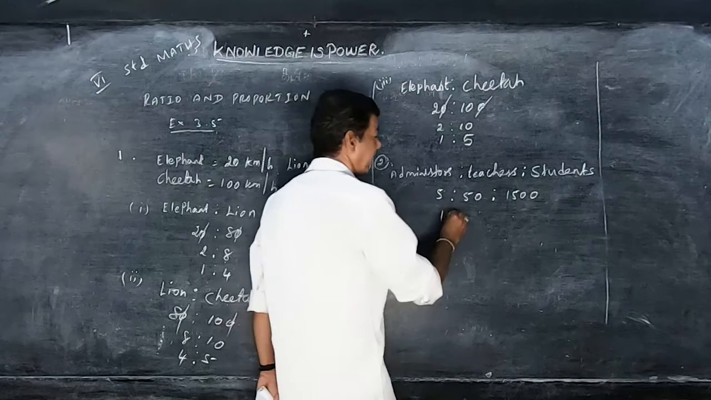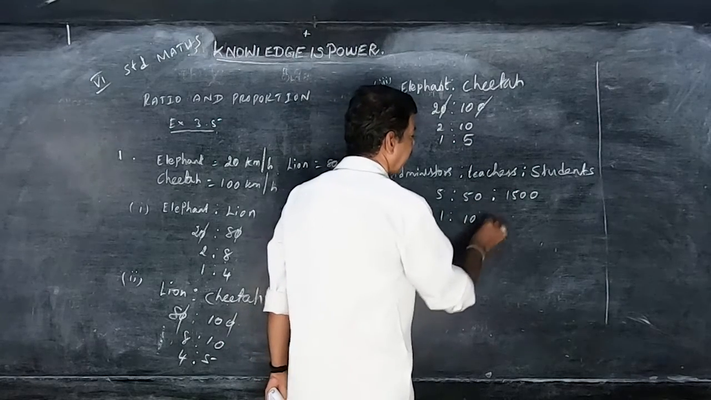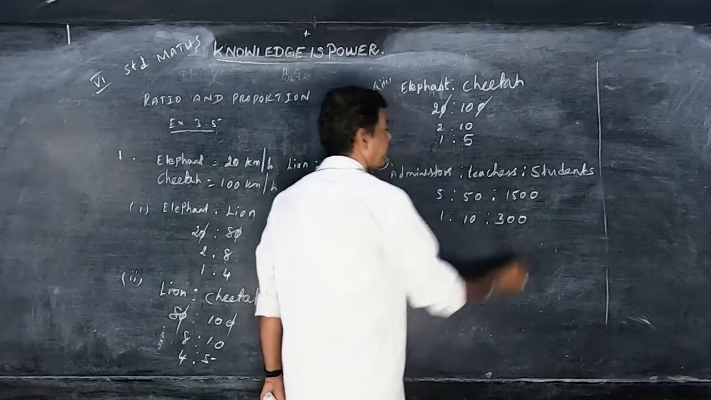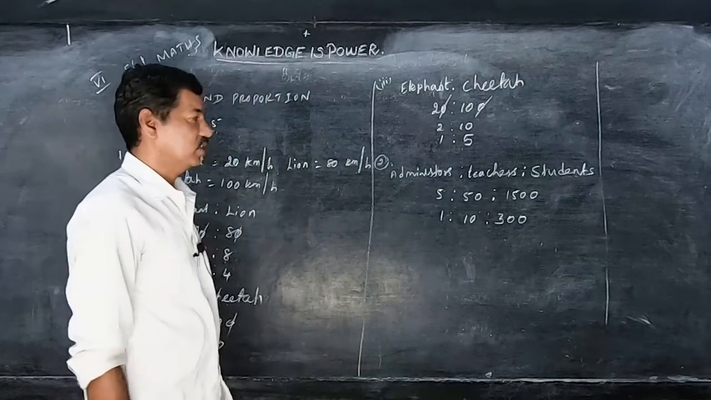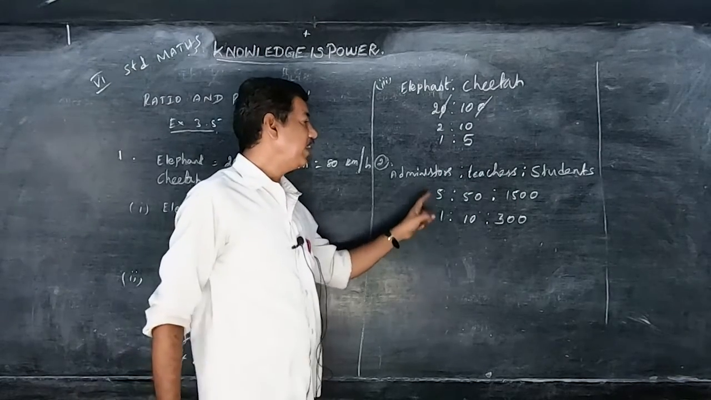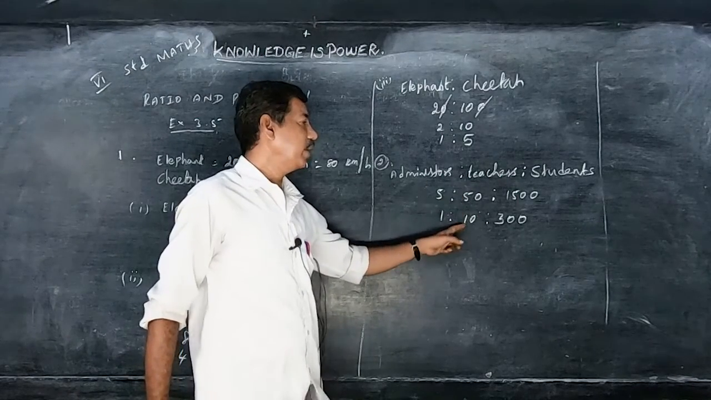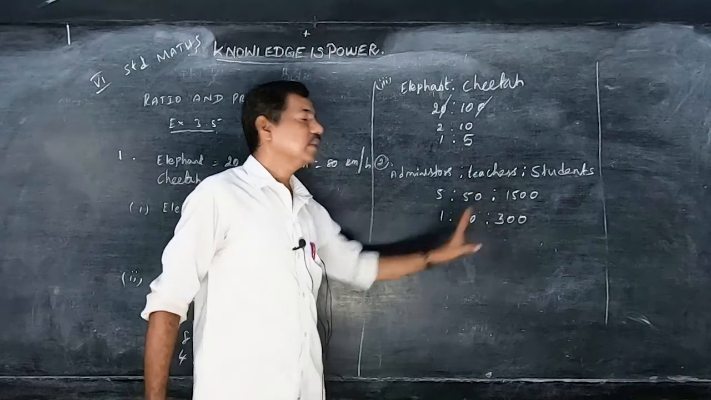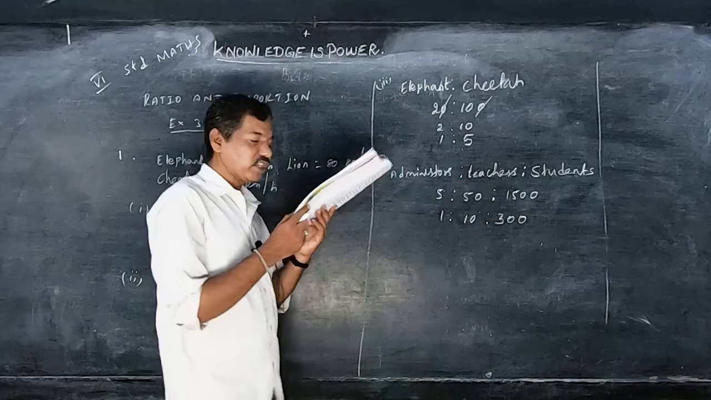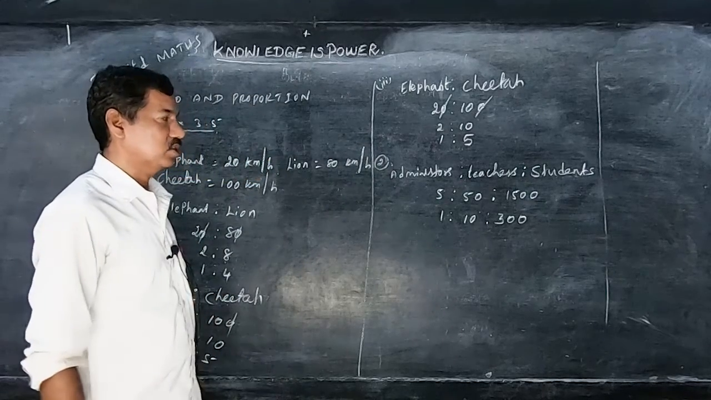5 table 1 times, 5 table 10 times, 5 table 300. Okay, so you reduce this first. It cannot be reduced any further. Okay, reduce into lowest terms: 5 table 1 times, 5 table 10 times, 5 table 300 times. Then you have to move to the question. Find the number of teachers and administrators.